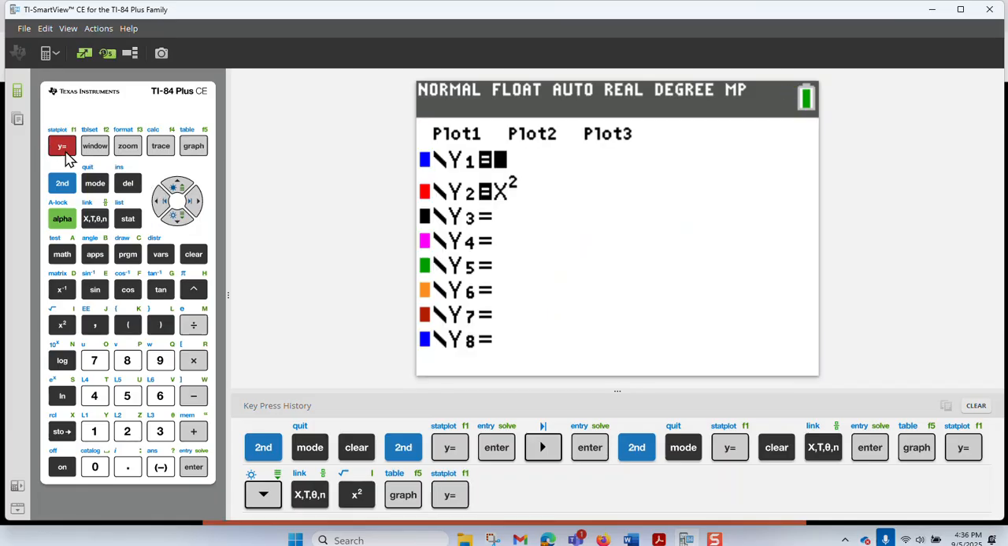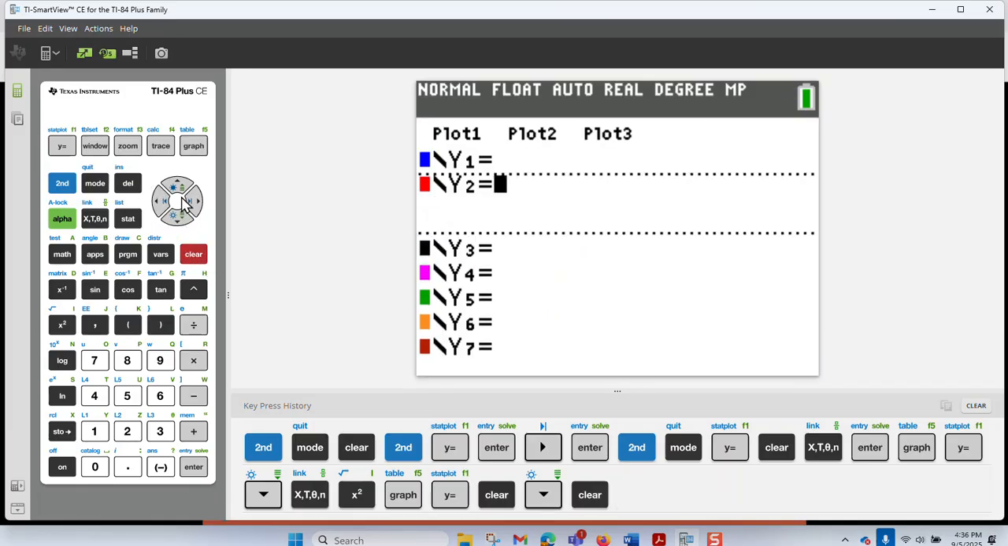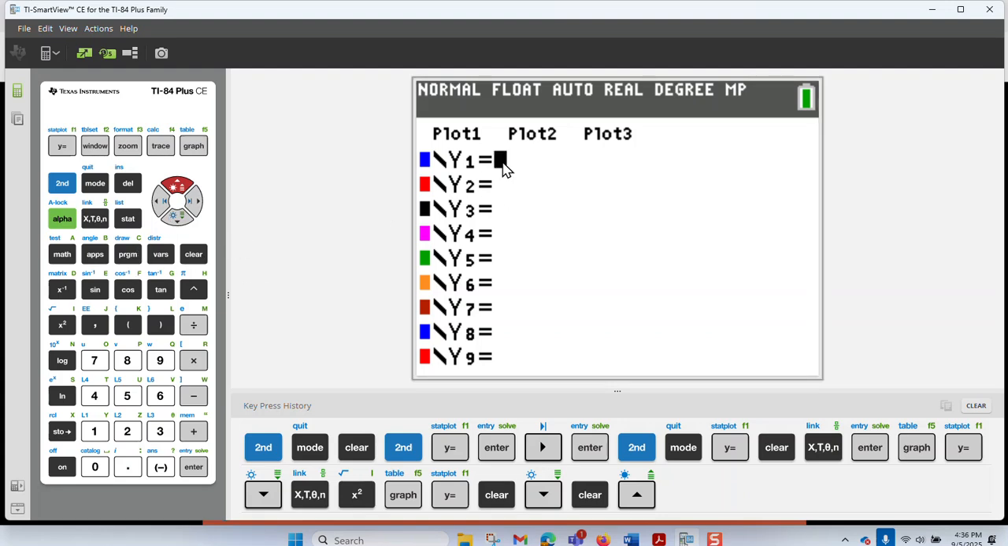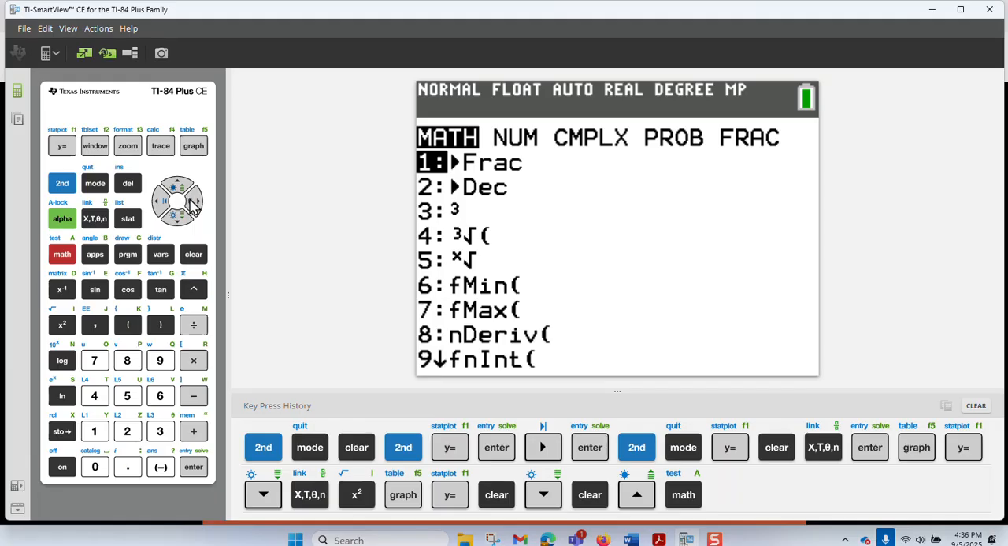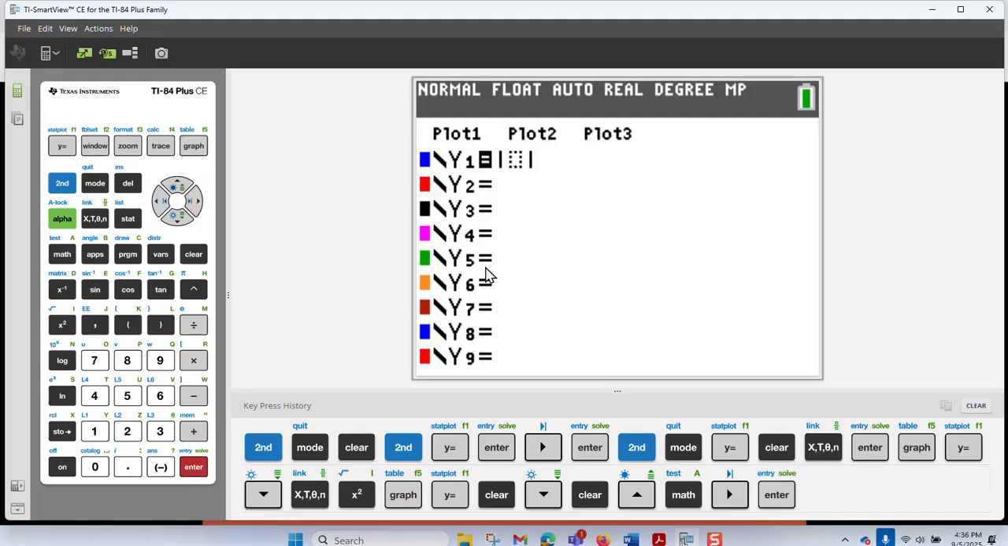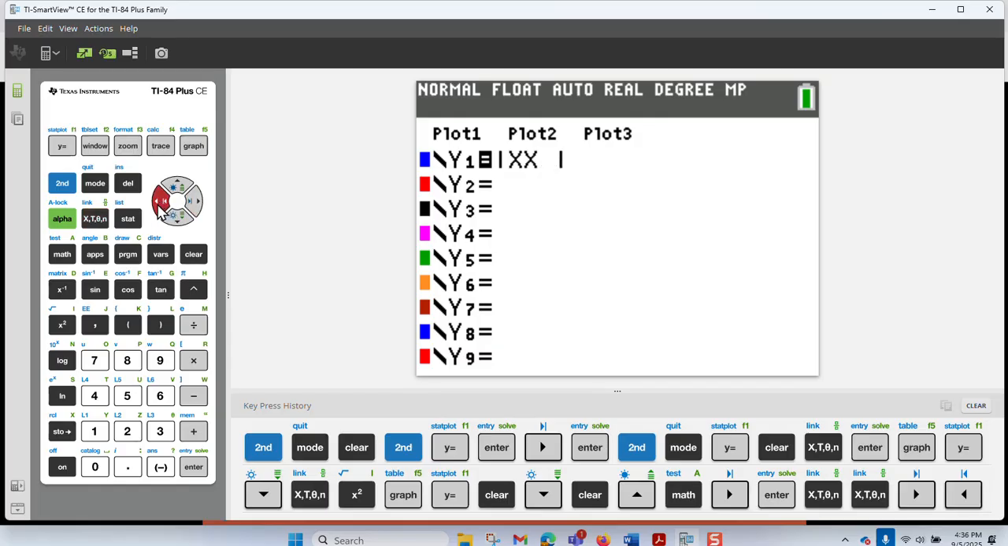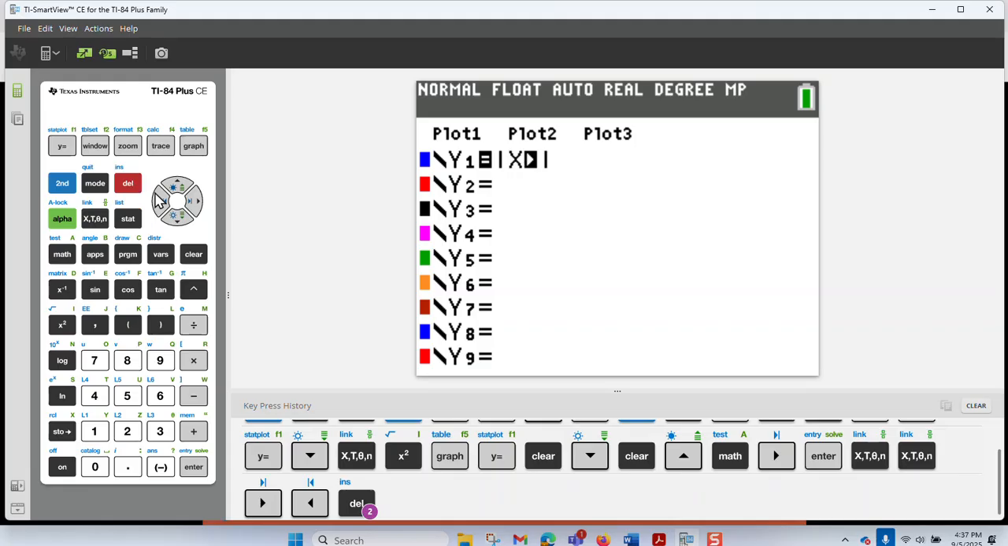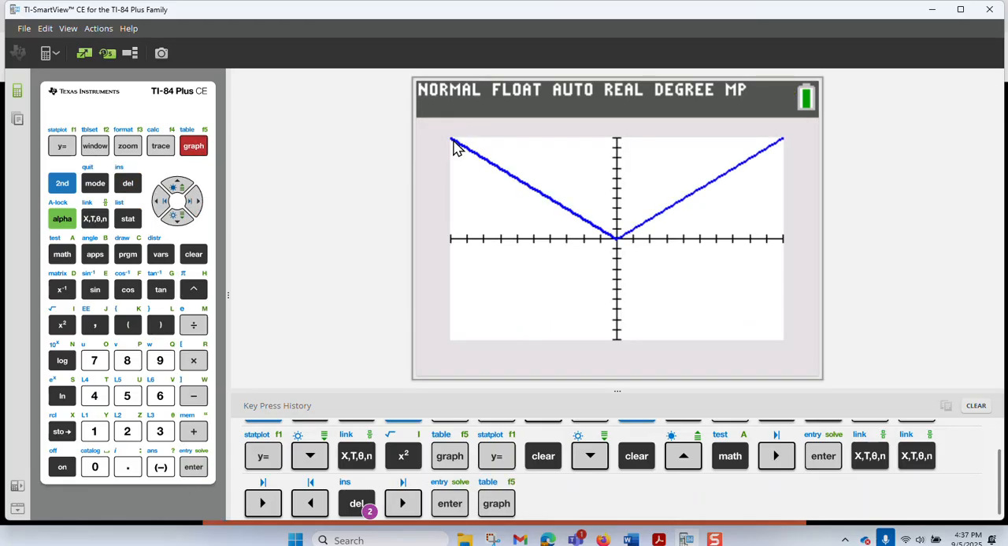All right, so if I want to graph y equal to absolute value of x, I have to find the absolute value first. So this is under math, and then go into number. You move to here, number. So ABS, that's the absolute value. When I enter here, now I have an absolute value, right? So this is the absolute value of x, okay? And then I graph that. So you can see this is y equal to absolute value of x, right?